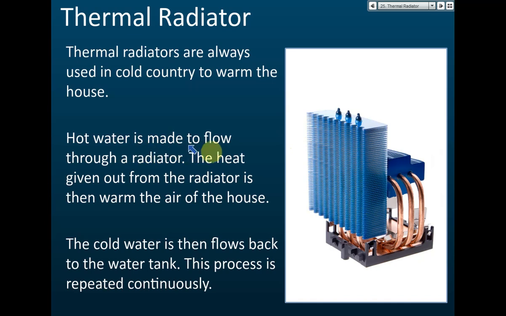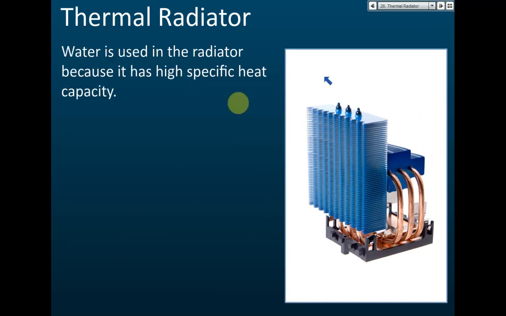The hot water flows through a radiator, and the heat given out from the radiator then warms the air of the house. The cold water then flows back to the water tank. The heating elements heat the water again, and the hot water goes to the radiator again. Again, water is used as the heating agent.